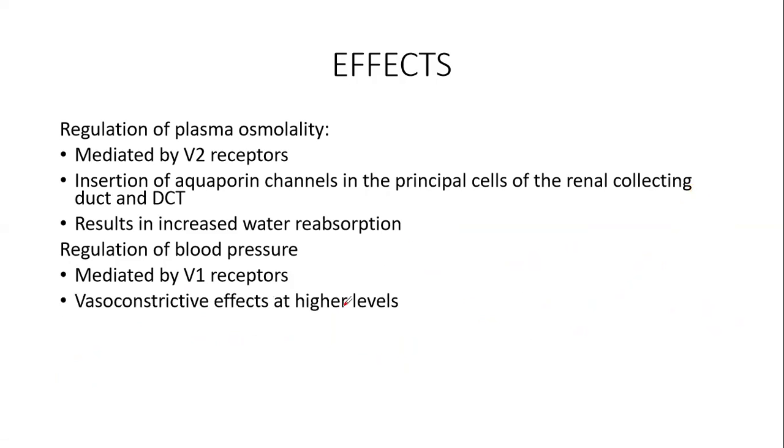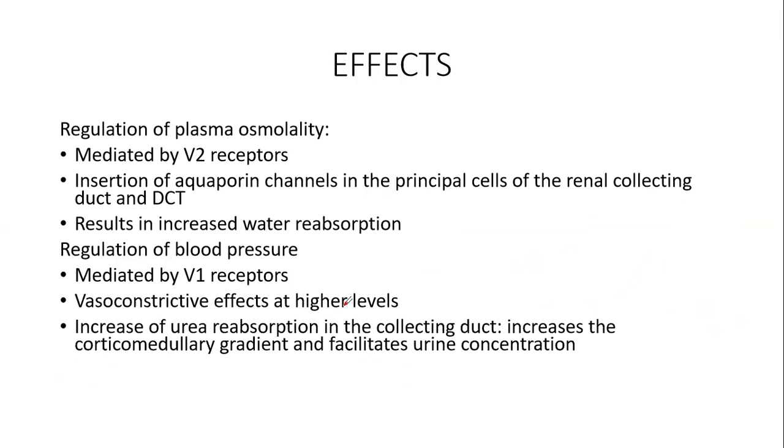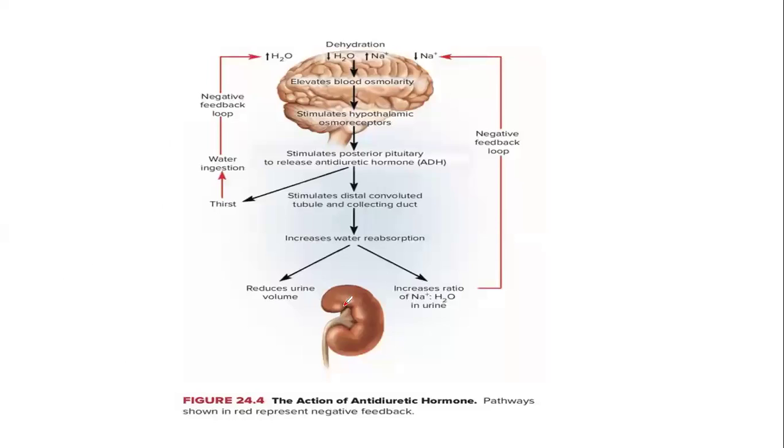Next, vasoconstrictive effects are at higher temperature. It can also increase urea absorption in the collecting ducts, increases the corticomedullary gradient, and facilitates the urine concentration. It can also cause ACTH release. So this is the negative feedback loop.